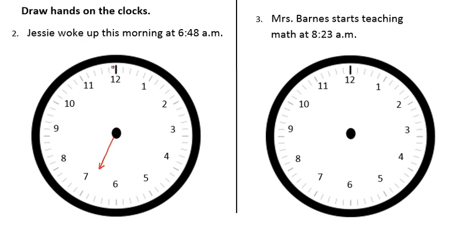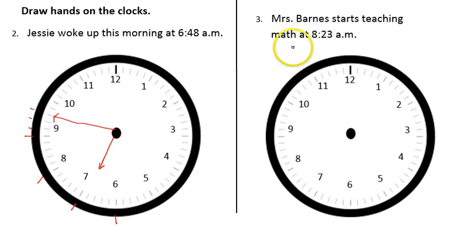Now I have to find 48 minutes for my minute hand. Well, halfway around the clock would be 30. I can skip count by 5s then. It would be 35, 40, 45, 46, 47, 48. So my minute hand needs to be pointing at that minute mark on the clock. That shows us 7:48 a.m.